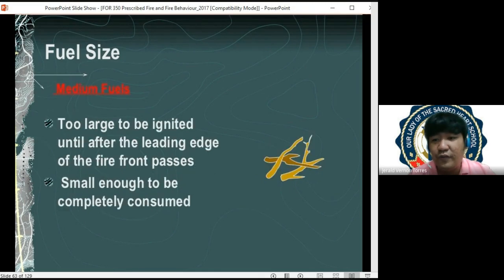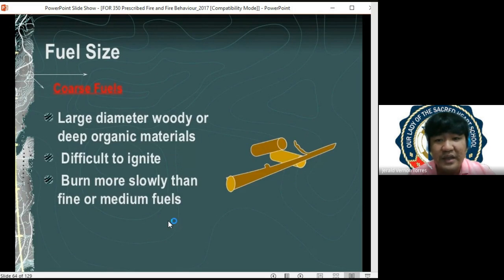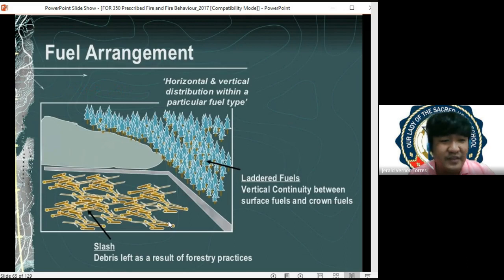May mga medium fuels tayo, medyo mahirap sila i-ignite. It is a little bit harder to ignite at meron tayong mga coarse fuel and usually napakahirap na i-ignite. Pero once na na-ignite sila, napakahirap din na i-stop. Ito yung fuel arrangement na sinasabi ko. So ito, this is a ladderized arrangement, no? So ladderized arrangement, ito is slash. So pag slash usually mas mataas yung intensity ng fire nito.